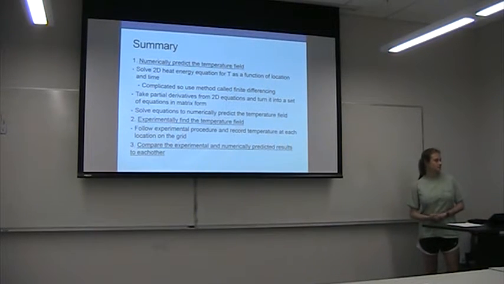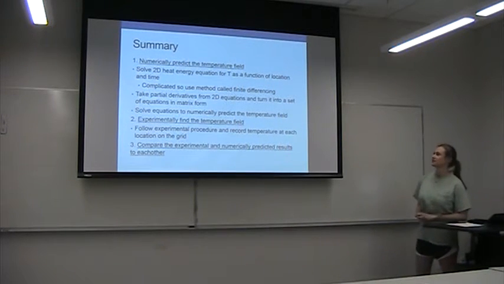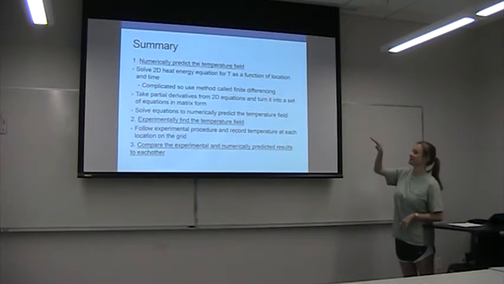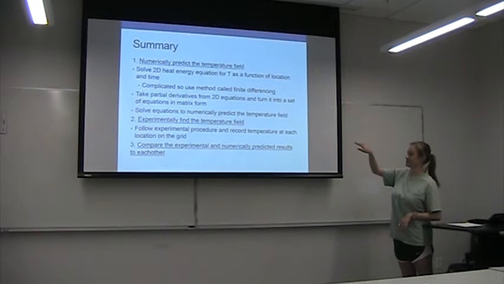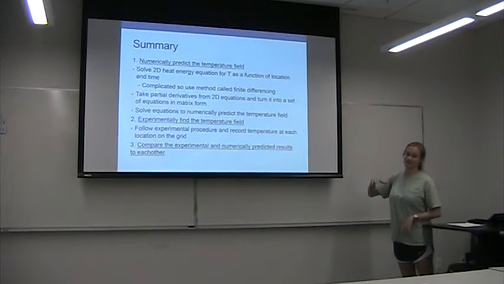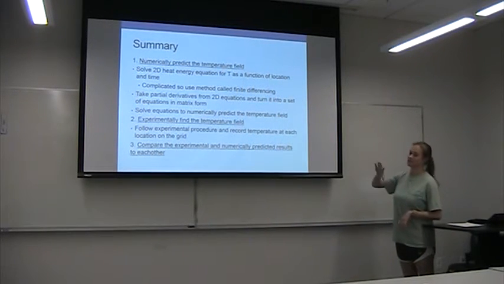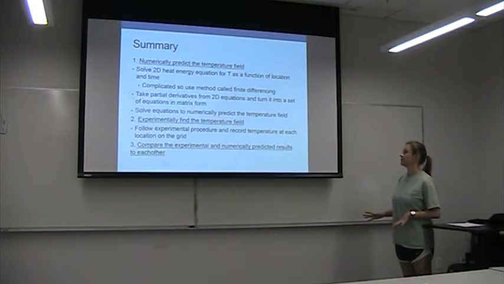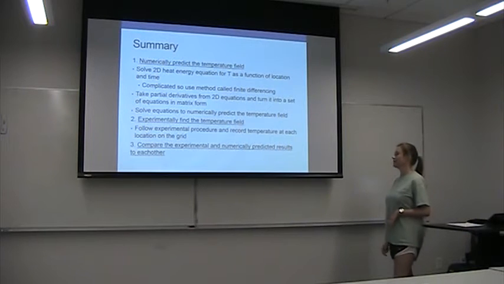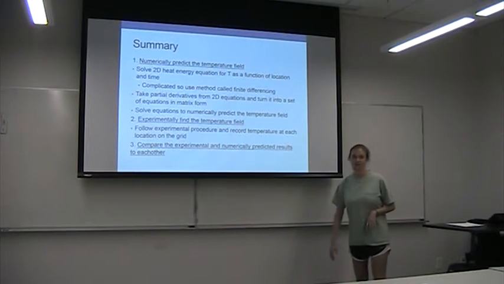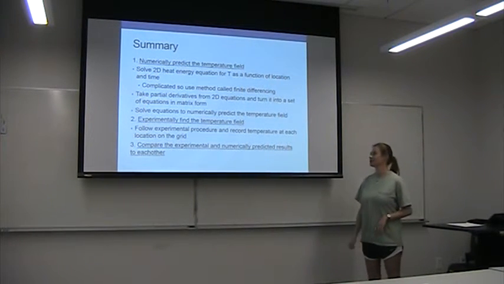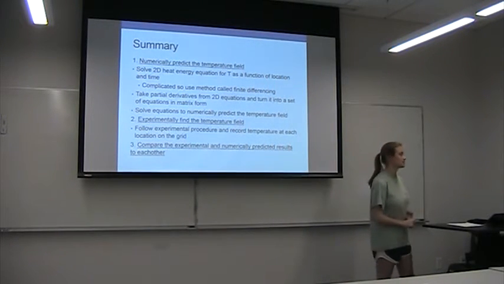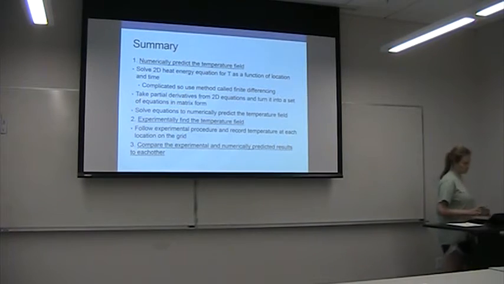Since all that is probably extremely confusing because I was confused reading it, basically you're going to predict the temperatures using the finite differencing method. You're basically just integrating the 2D equation using stuff that they give you and then solving for it with the matrix. And then for the actual experiment, you just follow the procedure and measure different temperatures, and then you can compare the experimental and numerically predicted values to each other, and hopefully they're the same.